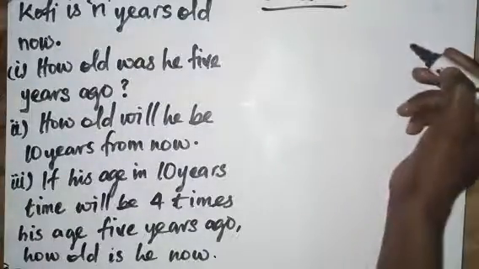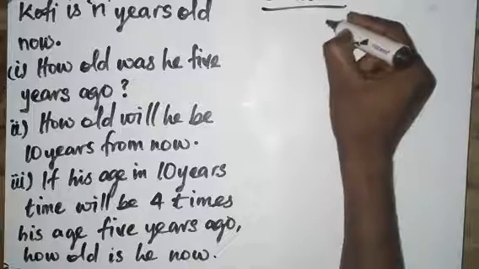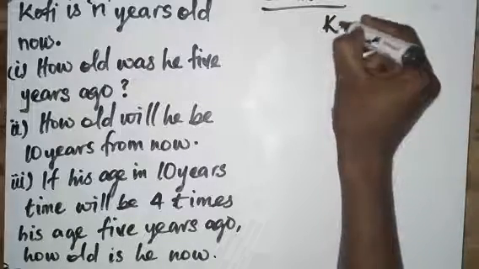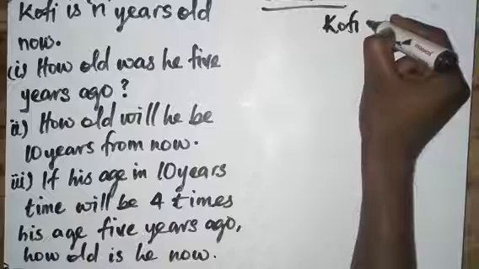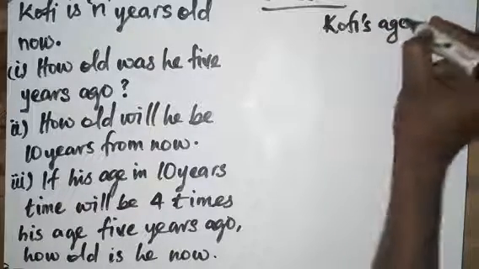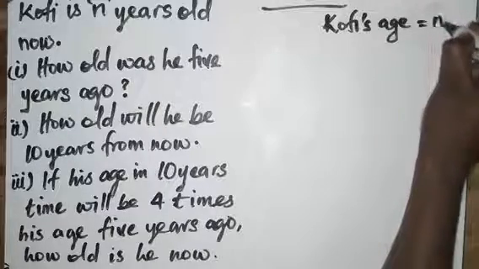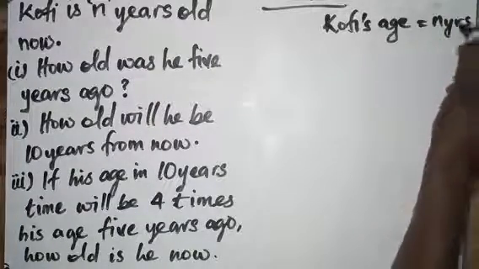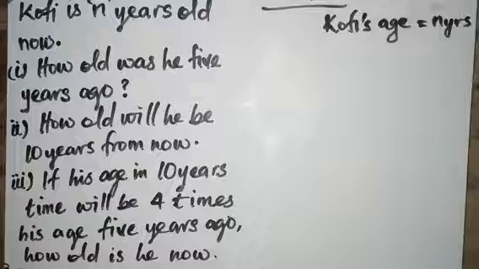Okay, we say Kofi is n years old. So Kofi's age is equal to n years. That is the current age. Good. Now we go on.